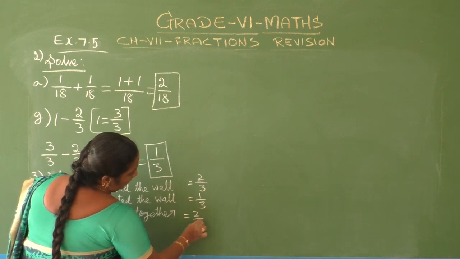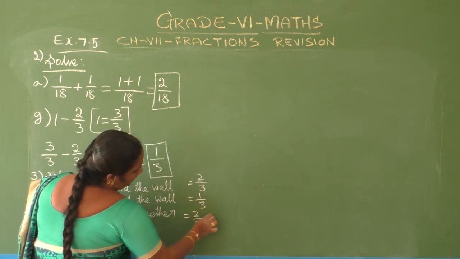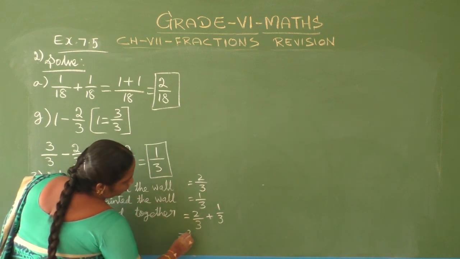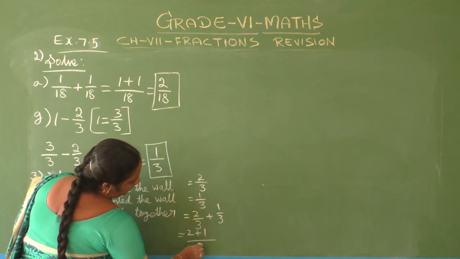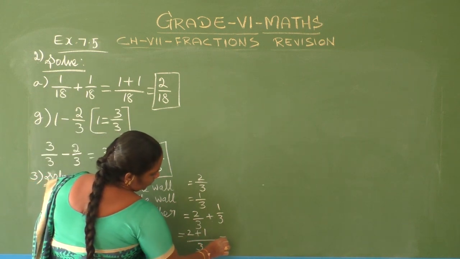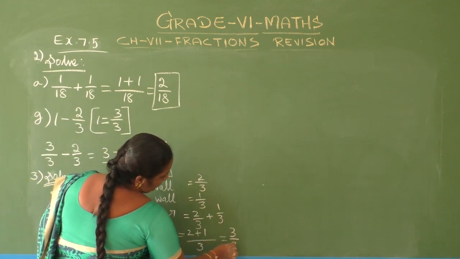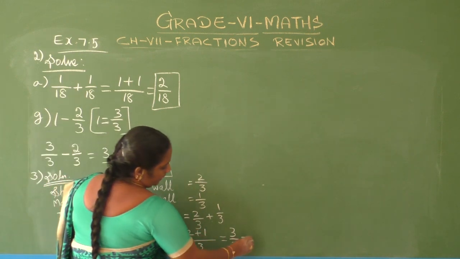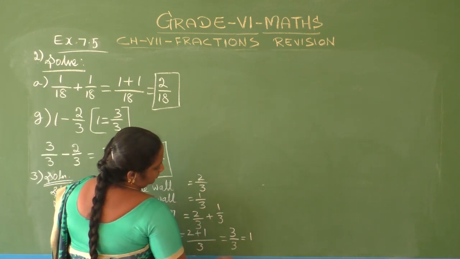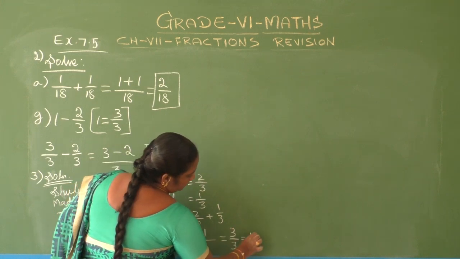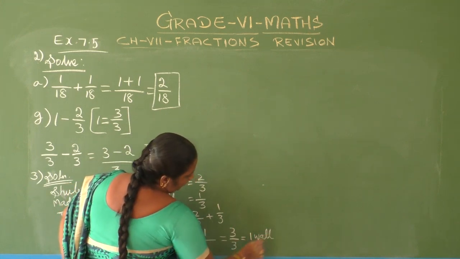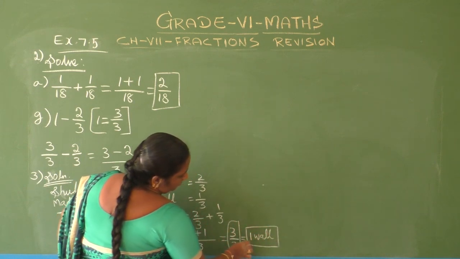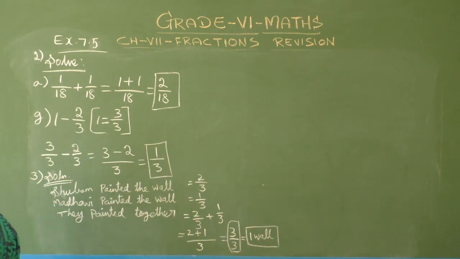So that's why we can add it directly. 2 by 3 plus 1 by 3 means 2 plus 1 by the common denominator 3. 2 plus 1 is 3, so 3 by 3. Whenever your numerator and denominator are equal, it's equal to 1. So the answer is 1 wall. Both of them painted 1 wall. Okay, ma? Do you understand?